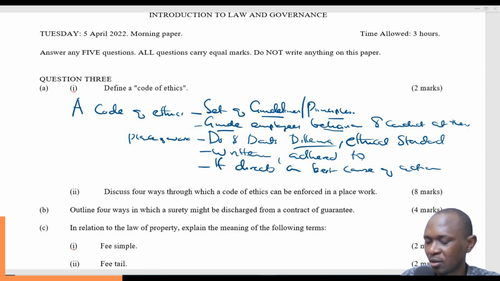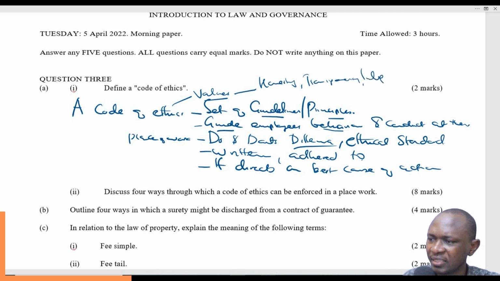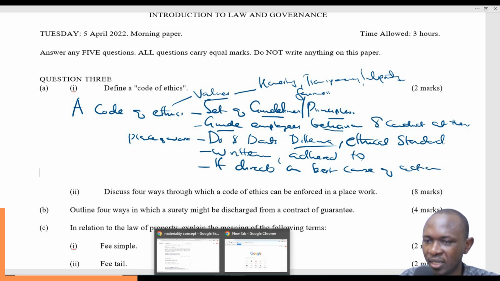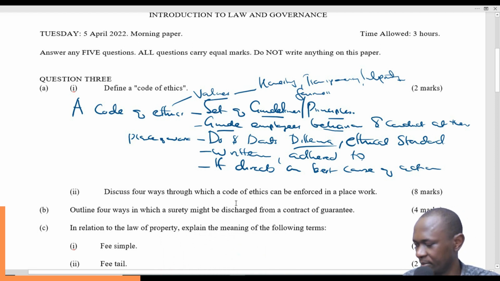What you expect to get in a code of ethics are basically the values that are to be upheld by the organization. And we are talking about things like honesty, transparency, integrity, such like stuff, fairness and justice. These are some of the things that you expect to get in the overall information that the code of ethics should be passing over to the employees or whoever it is that the code of ethics is supposed to govern.